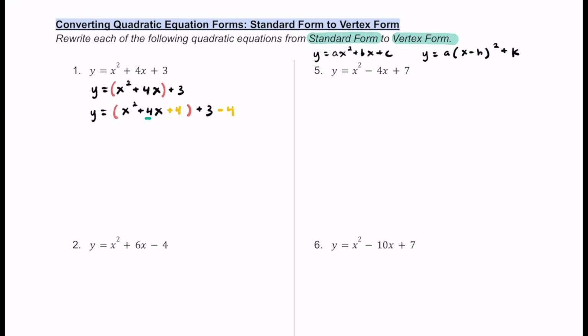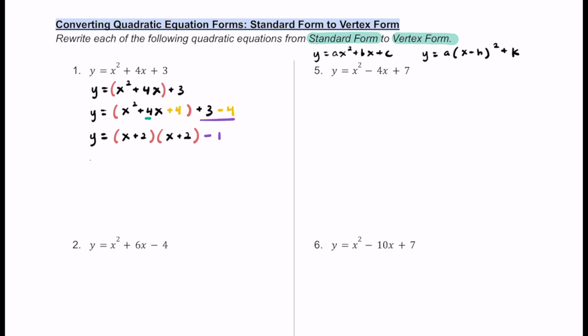Now, the inside here should look familiar. This is a perfect square trinomial, one of your special forms. So this is going to factor into two identical binomials. The first one is going to be the quantity of x plus 2. And then the second one is also going to be the exact same as the first one, which makes it a perfect square. On the outside here, you can see that this positive 3 and negative 4 are going to combine to make a negative 1.